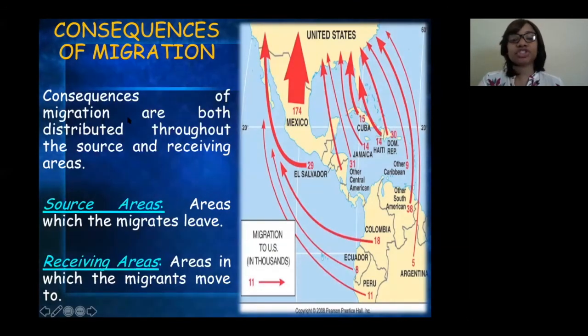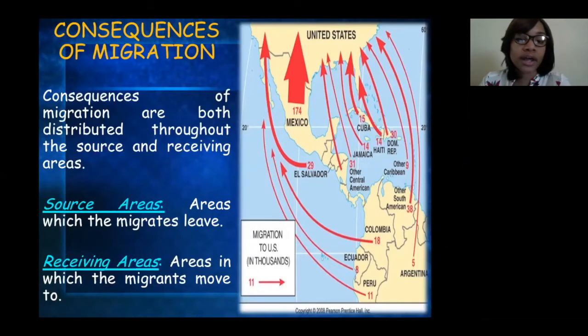In this picture on our slide, what is our receiving area? Let me see some of your answers. Which country on my picture is the receiving area, guys? Okay, I'm getting an answer. Excellent, Keva. Excellent, Paris. Good job. So the receiving area here is definitely the United States. Remember, the receiving area is the place where people are actually migrating to.